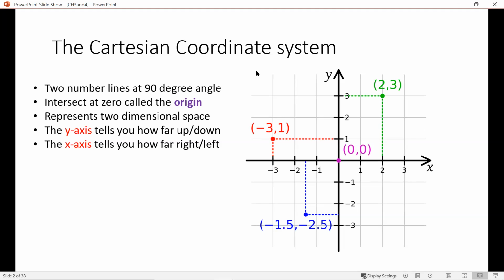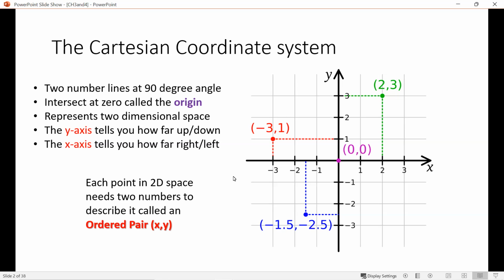So just a reminder about the Cartesian coordinate system. We set this up with two number lines at a 90-degree angle. The center where they intersect is called the origin. The y-axis is the vertical number line, the x-axis is the horizontal number line, and they overlap at 0, 0. So we set this up so that we can tell where we are in two-dimensional space just using two numbers. One tells us how far we are sideways, one tells us how far we are up and down.